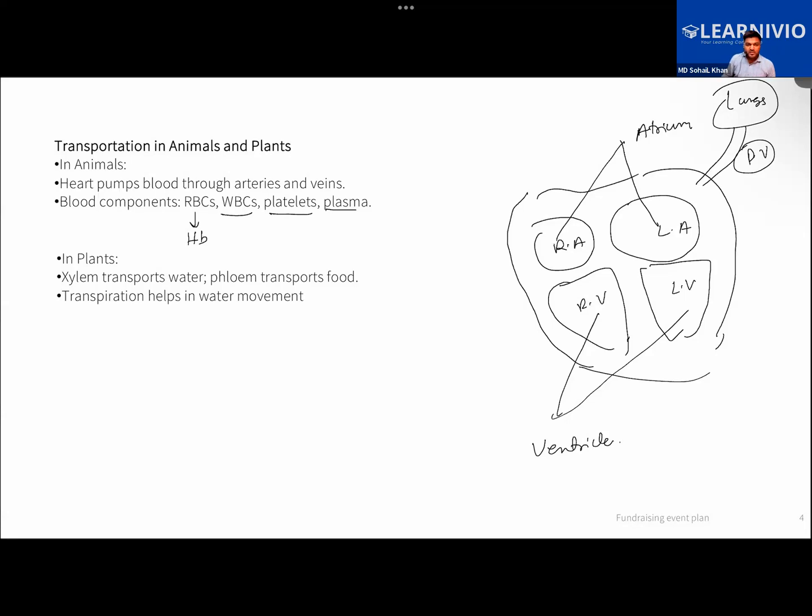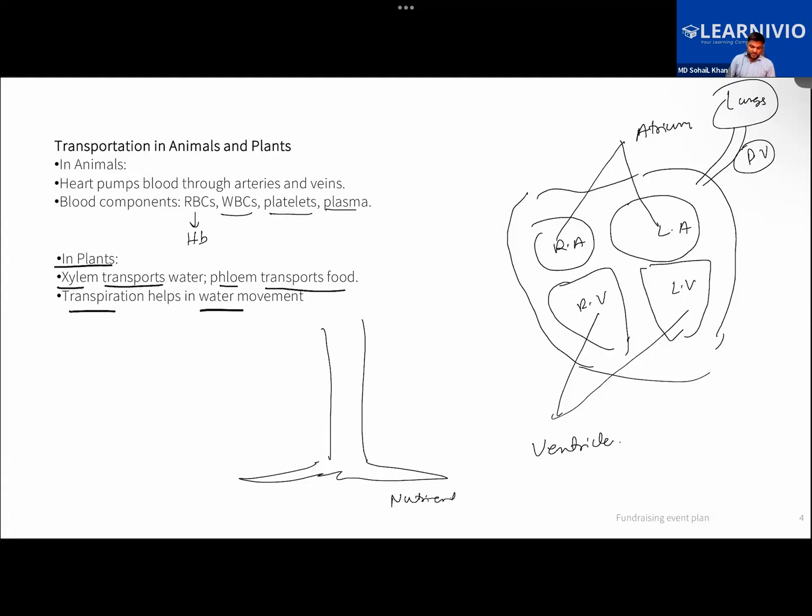Then we learned about transportation in case of plants. There are two special tissues. One is the xylem that transports water, while phloem is responsible for transporting food. Also, there's a process of transpiration that occurs in plants. That is basically evaporation of water from the surfaces of the leaf. And that evaporation is responsible for the continuous upward movement of water from the roots to the shoot system.